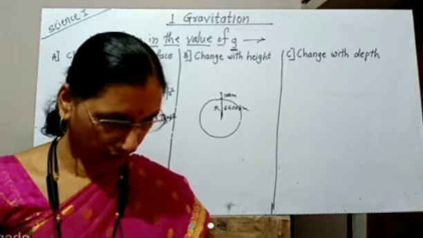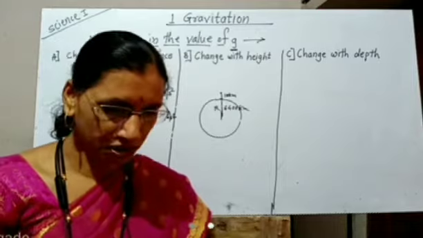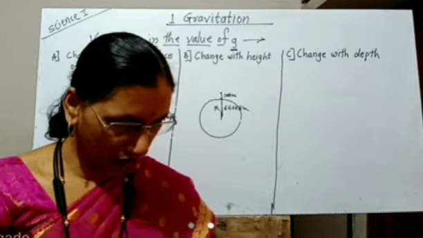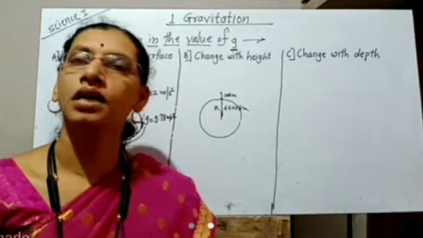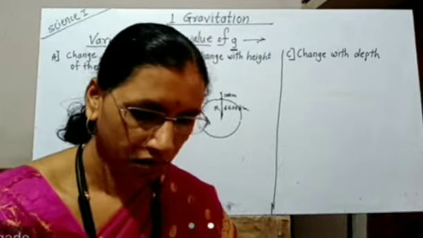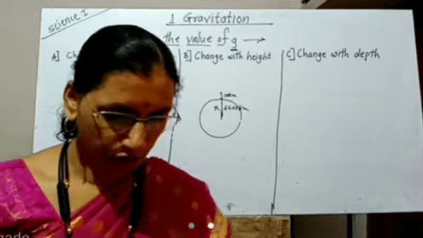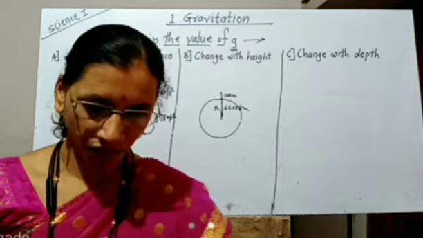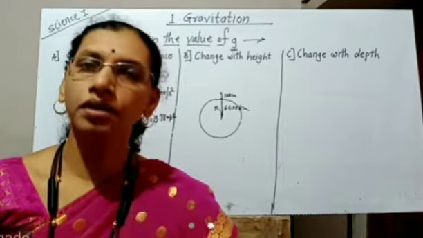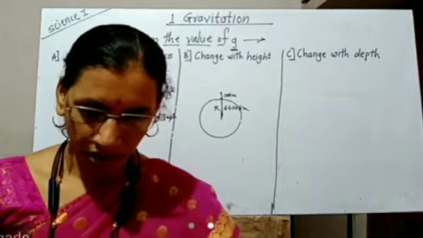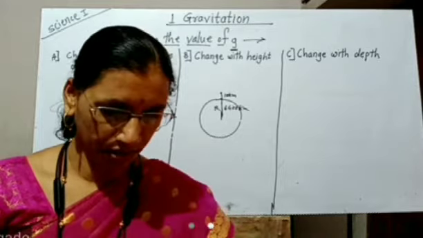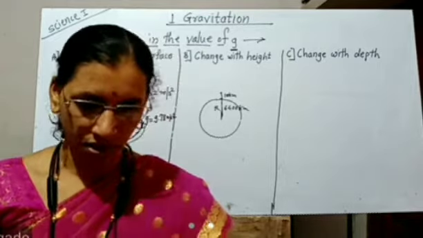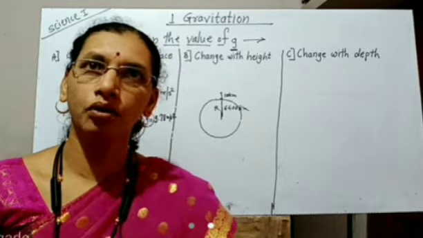In your book, on page number 9, there is a chart for some typical heights, and the values of G at these heights are given. Then we can read it carefully. On the surface of the earth, the average value given in your book is 9.83 meter per second square. On the top of Mount Everest, the height is 8.8 kilometers.